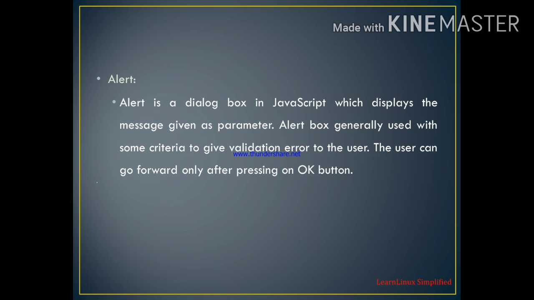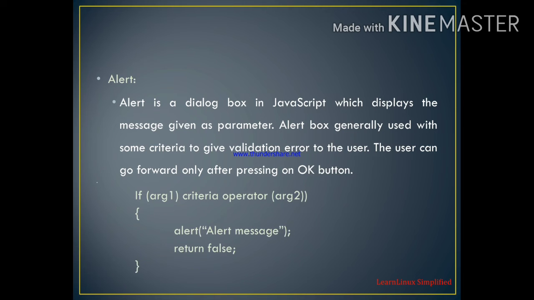Example: if argument 1, criteria operator, argument 2, and the criteria is not matching, then we can give the alert message through the alert function, and finally return false. This is the syntax part of JavaScript coding. Okay, let's move.